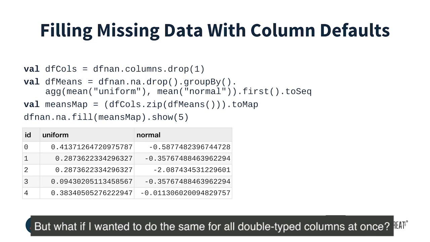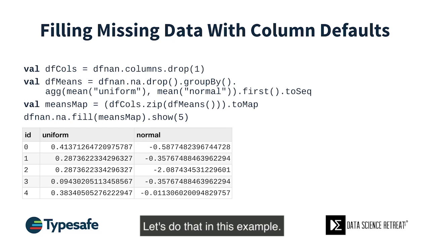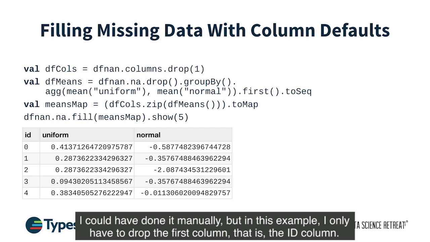But what if I wanted to do the same for all double-typed columns at once? Let's do that in this example. First, I assign the names of all double-typed columns I want to fill to df cols. I could have done it manually, but in this example, I only have to drop the first column, that is, the ID column.